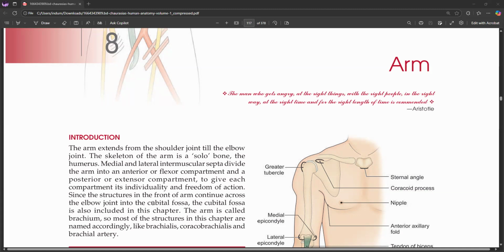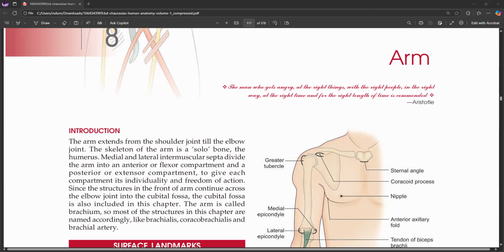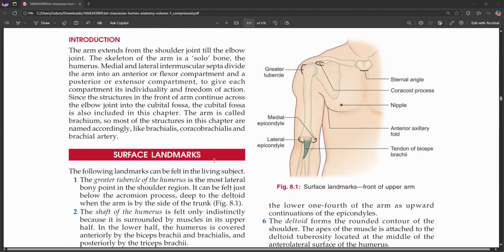The arm extends from the shoulder joint till the elbow joint. The skeleton of the arm is a solo bone, the humerus. Medial and lateral intermuscular septa divide the arm into an anterior or flexor compartment and a posterior or extensor compartment to give each compartment its individuality and freedom of action.